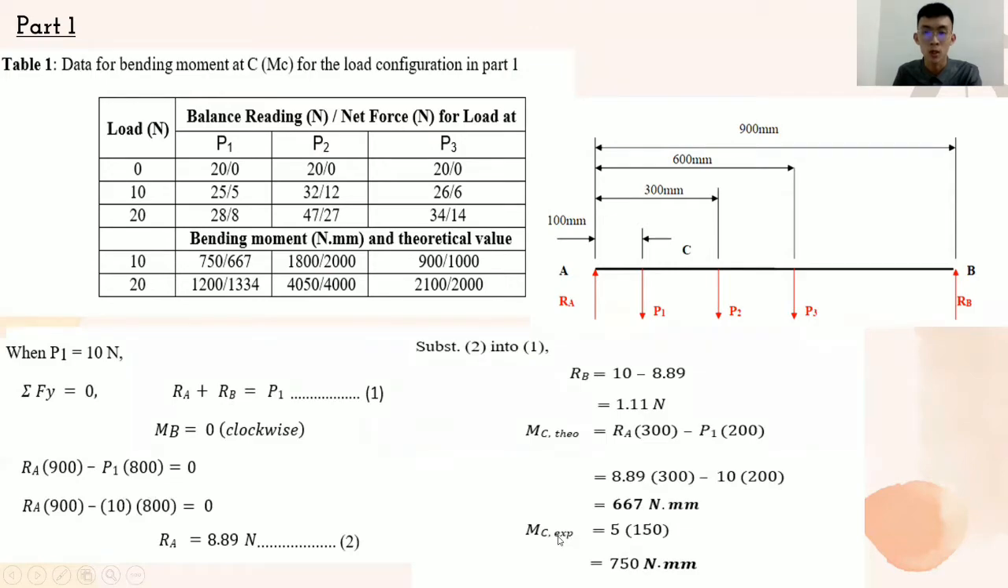For the experimental value for moment at point C, from the table, when the load is 10 Newton, the balance reading is 25, while the initial reading is 20. So we use 25 minus 20 and we get the net force, which is 5 Newton. After this, we multiply the net force by the length, 5 times 150, and we will get a value of 750 Newton millimeter.